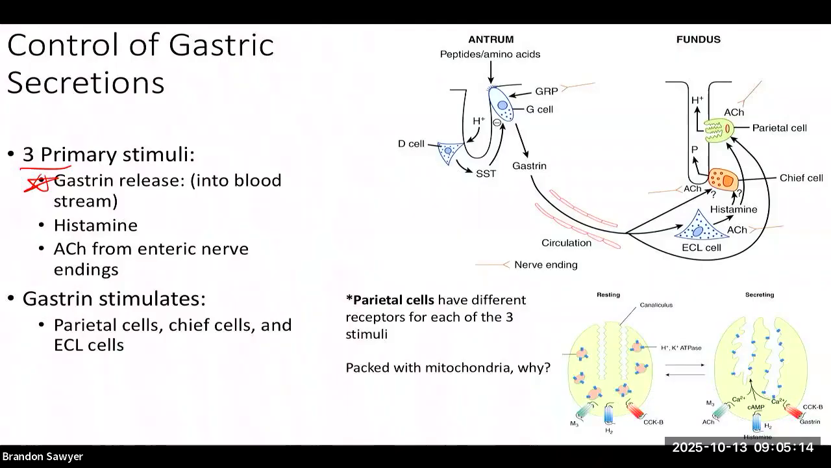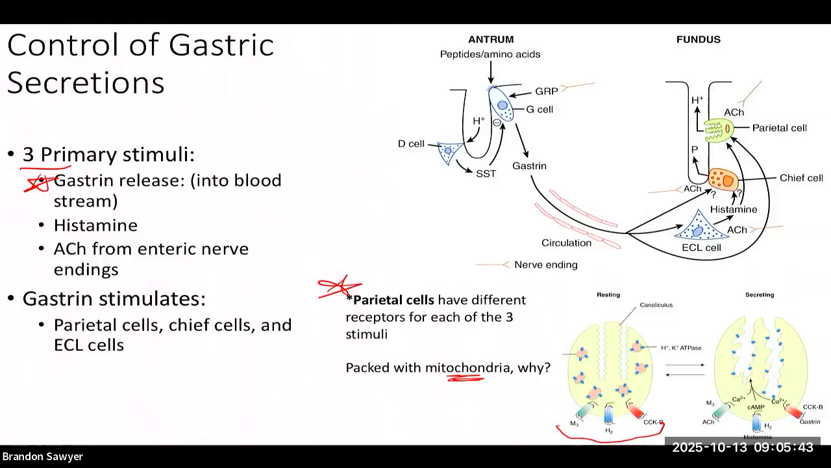Okay, so then let's just take a quick peek at the parietal cells. Okay, so the parietal cells are unique cells, right? They look unique, and they have lots and lots of mitochondria. Okay, so they need to produce a lot of ATP. They have 3 different receptor types here. We just looked at 3 different stimuli to cause them to release, right? So all the receptor types have been identified for those stimuli.